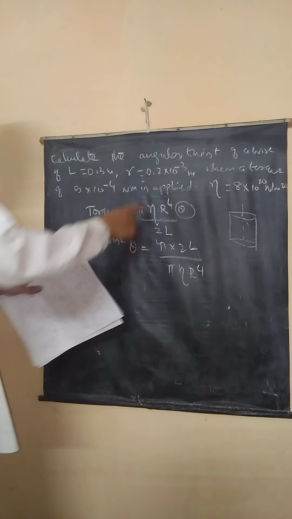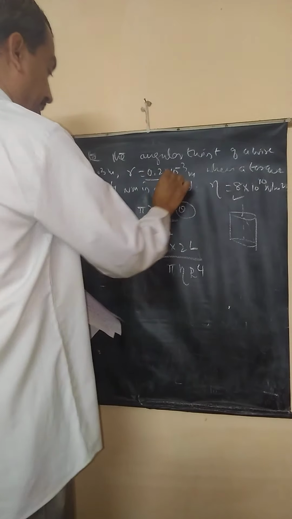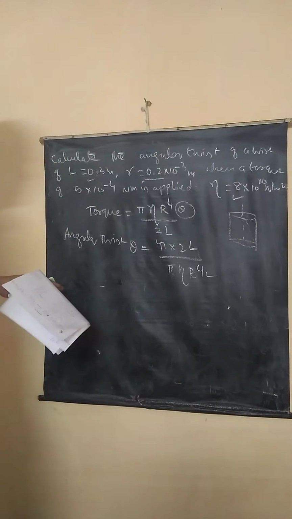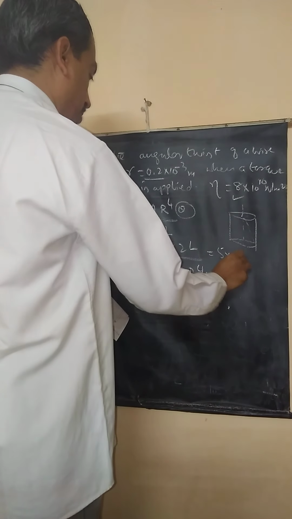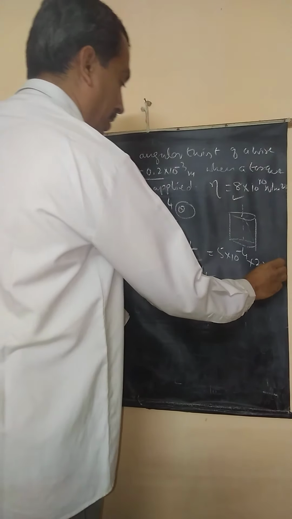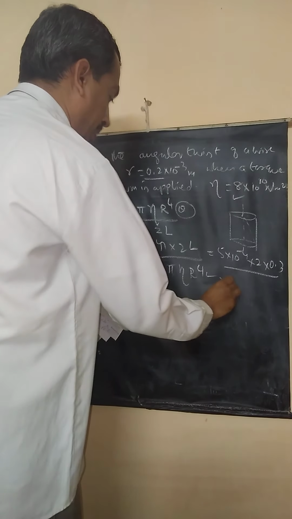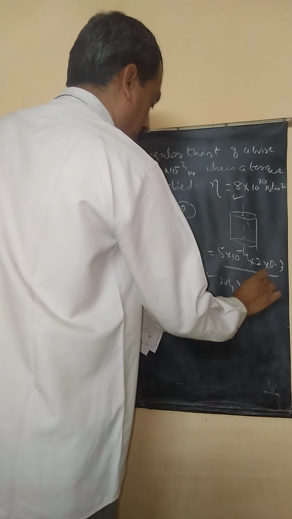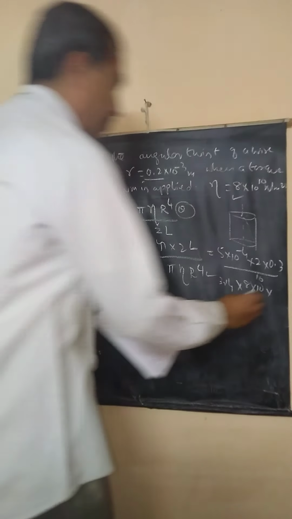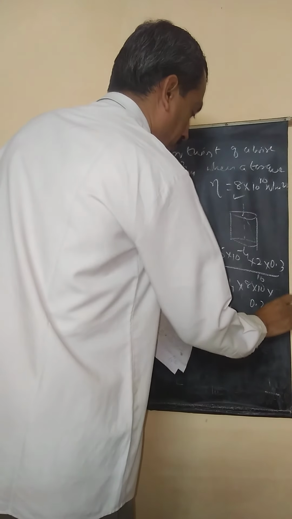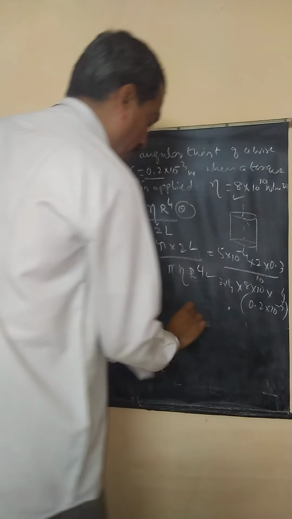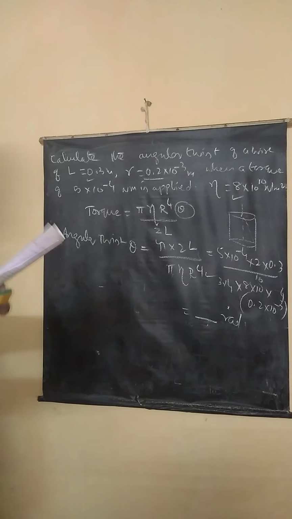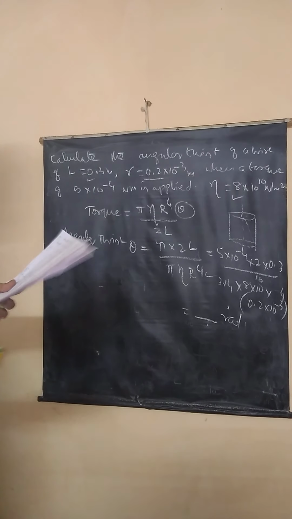Correct? So we have eta given, radius r is given, L is given. So torque 5 into 10 power minus 4, into 2 L, L is 0.3, pi 3.14, eta 8 into 10 power 10, radius 0.2 into 10 power minus 3 to the power of 4. See, you will get the answer in radians. So many radians. So next numerical, it is on dielectric.